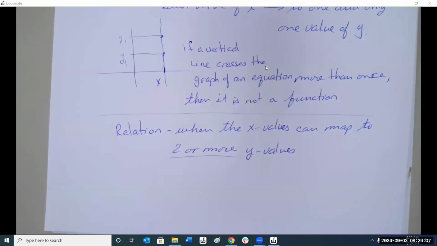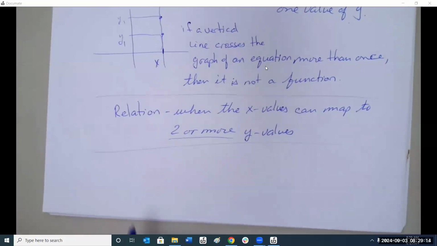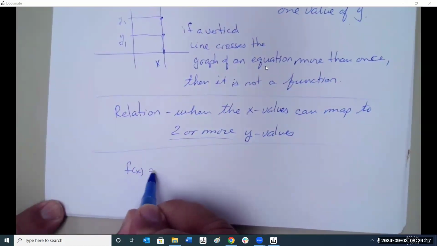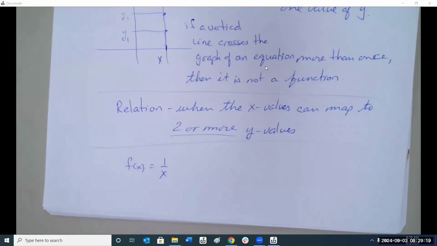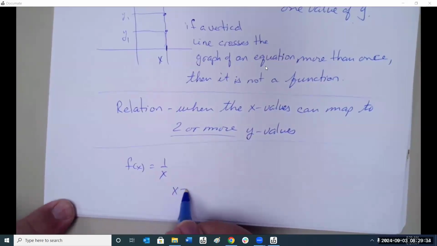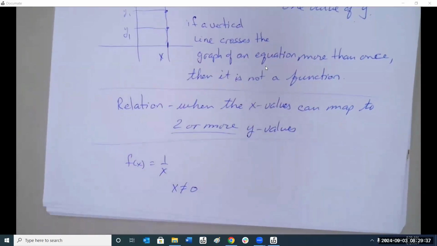Can it be zero? It could be zero. What if I had this? If my function is 1 over x, are there any x's I cannot use? Which x can I not use? x cannot equal 0. I can use anything else except 0.